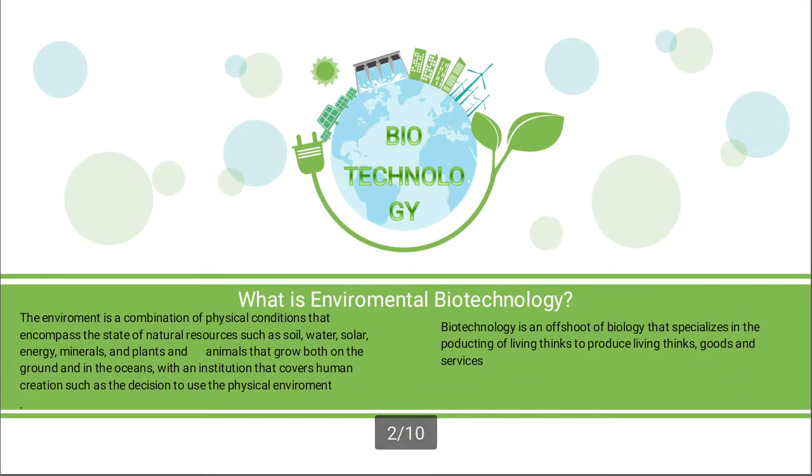What is environmental biotechnology? Environmental biotechnology comes from two words: environmental and biotechnology. The environment is a combination of physical conditions that encompass the state of natural resources such as soil, water, solar energy, minerals, and plants and animals that grow both in the ground and in the oceans, with an institution that covers human creation, such as the decisions to use the physical environment.